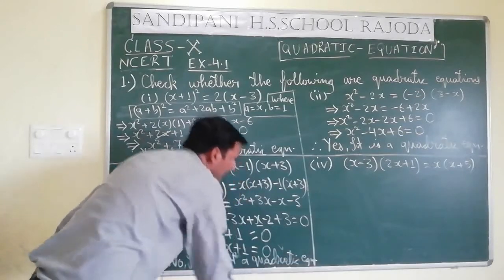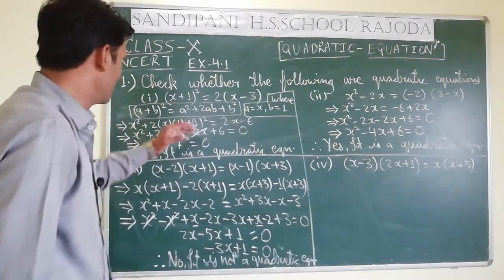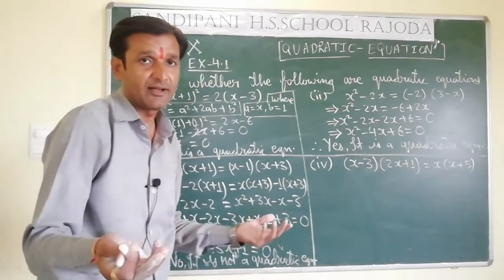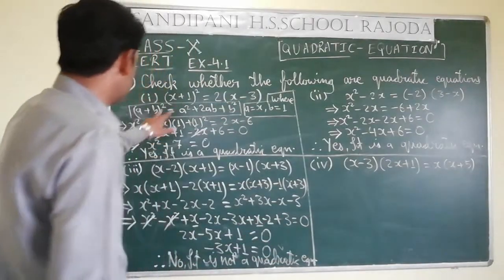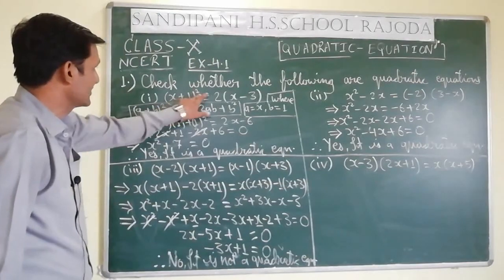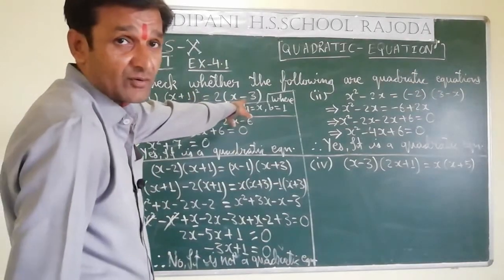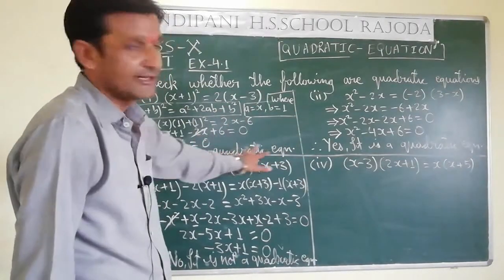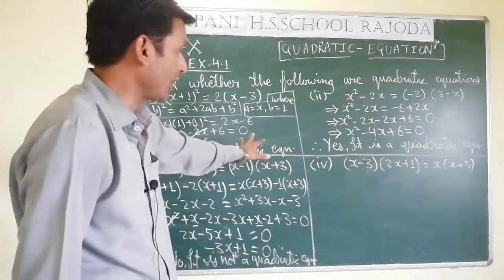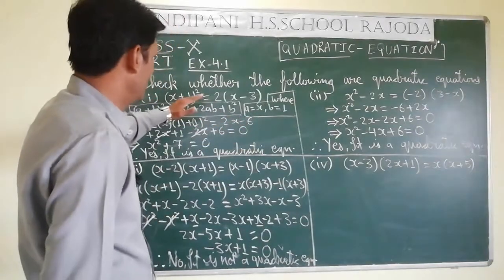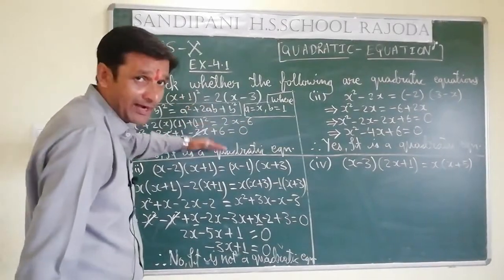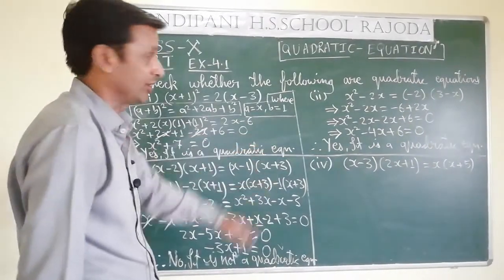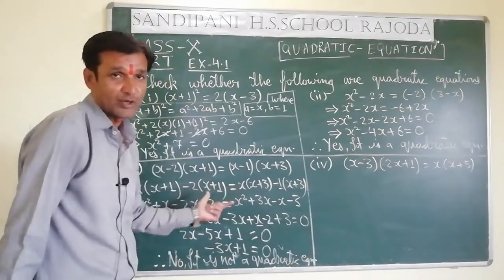See one thing, by estimation also we can write it that it is either quadratic or not. Suppose here it is x square term, but here it is not having x square term, means x square term will not be cancelled. So you may write it directly, but this is the proper manner to find either it is quadratic or not. By estimation also you can write that either it is quadratic or not.